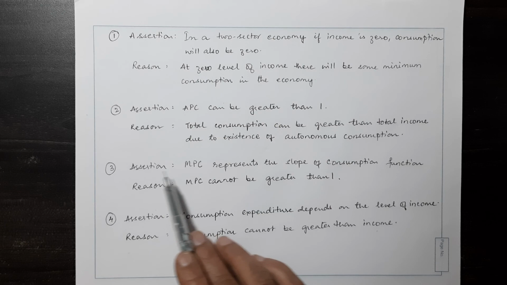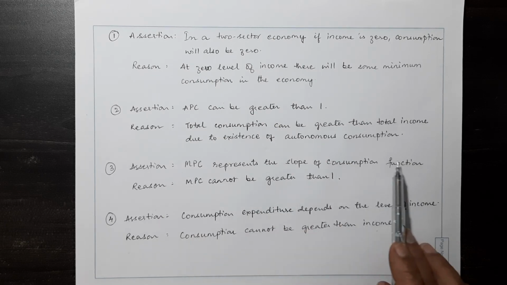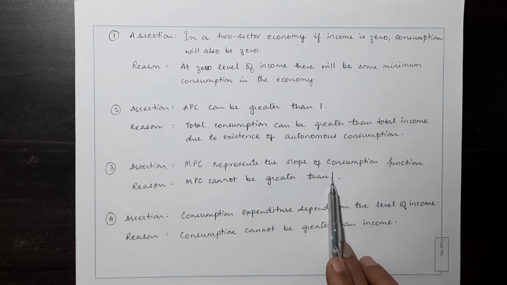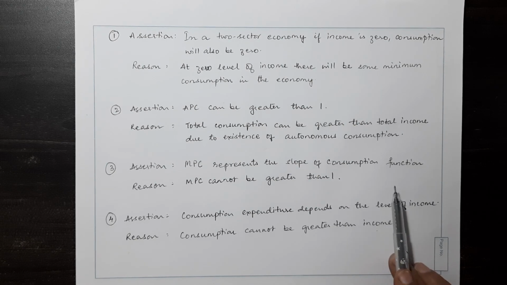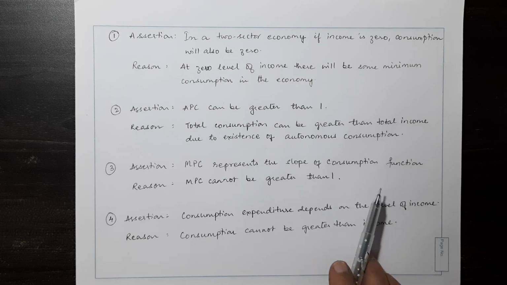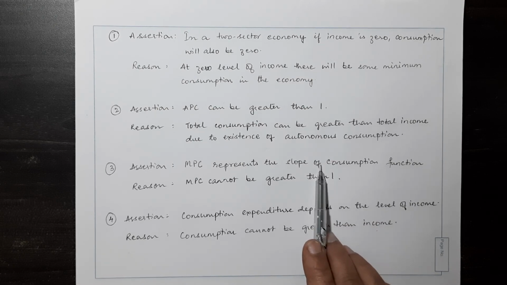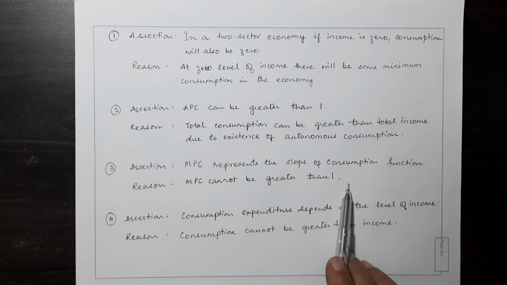Now assertion is MPC represents the slope of consumption function. Yes. MPC cannot be greater than 1. Is it true? MPC cannot be greater than 1? Yes, it is also true. Both are true, but R is not the correct explanation of the A. So here we will write B, option B.